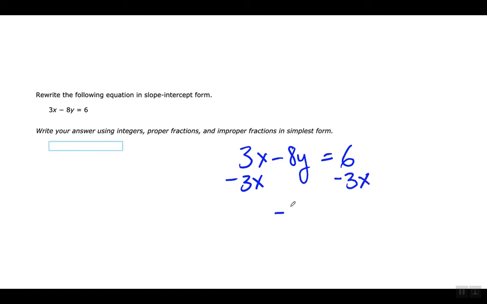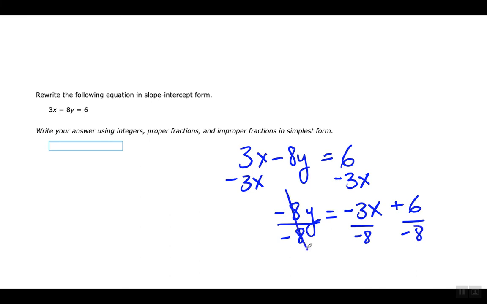So now I got negative 8y equals negative 3x plus 6. Now divide everything by negative 8. So this cancels out. So now I'm going to have y equals positive 3 over 8x minus 6 over 8, because a positive divided by a negative equals a negative.